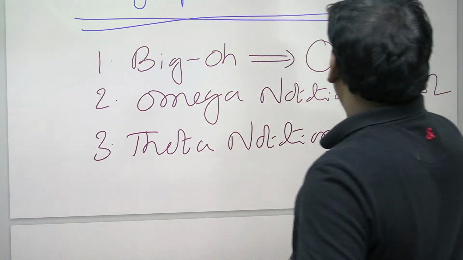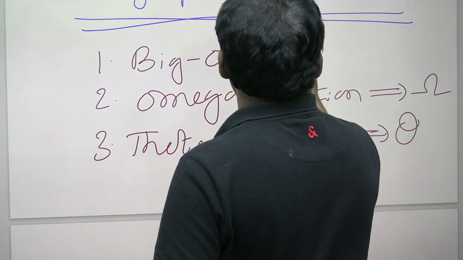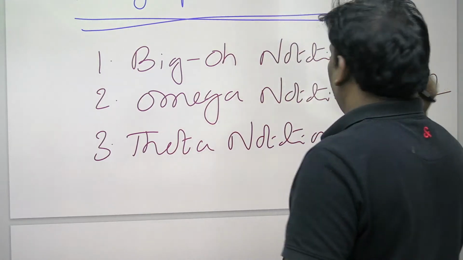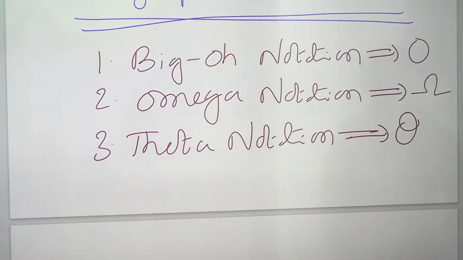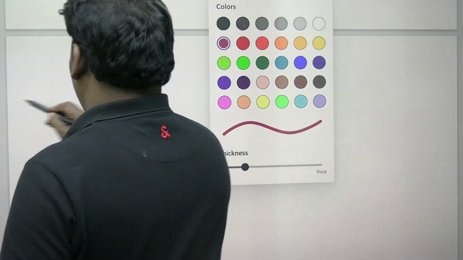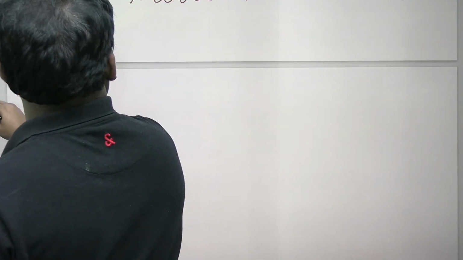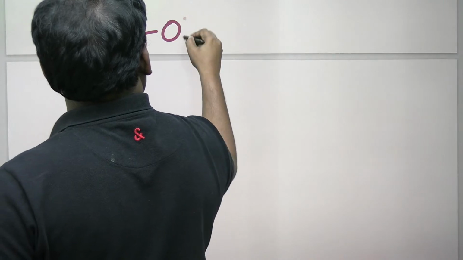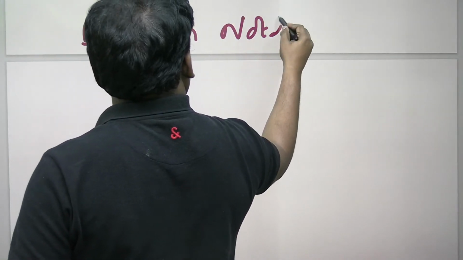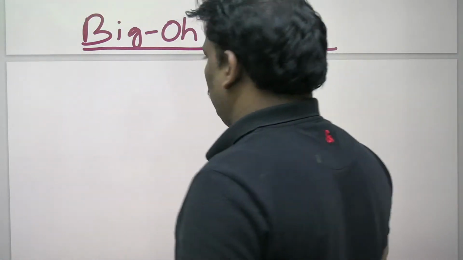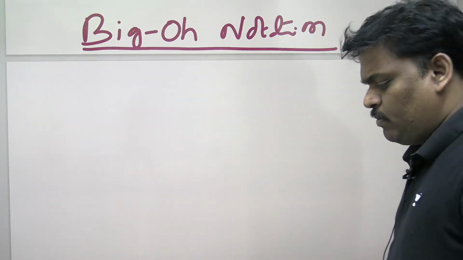Big O notation. Now let's go to the big O. Let's go to the big O notation. So I am writing now. See the big O notation.